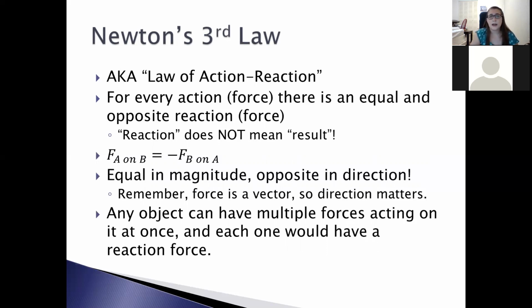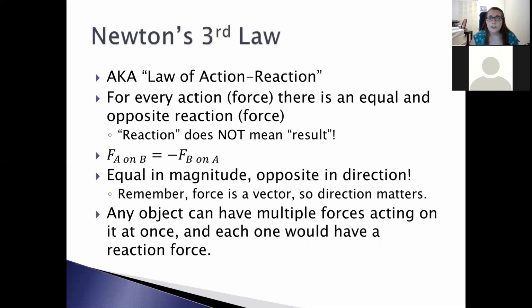And the reason I do that is because a lot of people take that word reaction and in their minds they equate it to mean result. And that's just not true. In this law, a reaction is a force. It's not the result of pushing on something. Okay, reaction is not the same thing as result. And we'll go through a couple examples of this so that you can hopefully see the difference between those things.